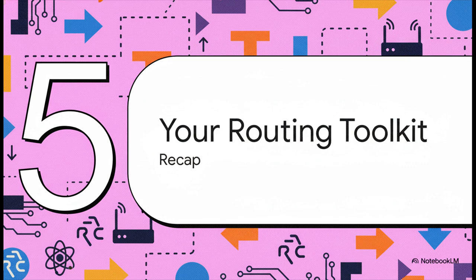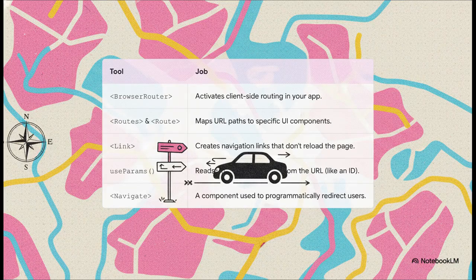Okay, wow, we moved fast and we covered the absolute essentials of React Router. So let's just put it all together in one final recap to make sure it all sticks. So here it is, your core routing toolkit. BrowserRouter is what activates the whole system. Routes and Route are your map, defining all your destinations. Link is the special vehicle that gets you there instantly without reloading the page. useParams lets you read the dynamic address from the URL like a specific product ID. And Navigate is for when you need to programmatically redirect a user.